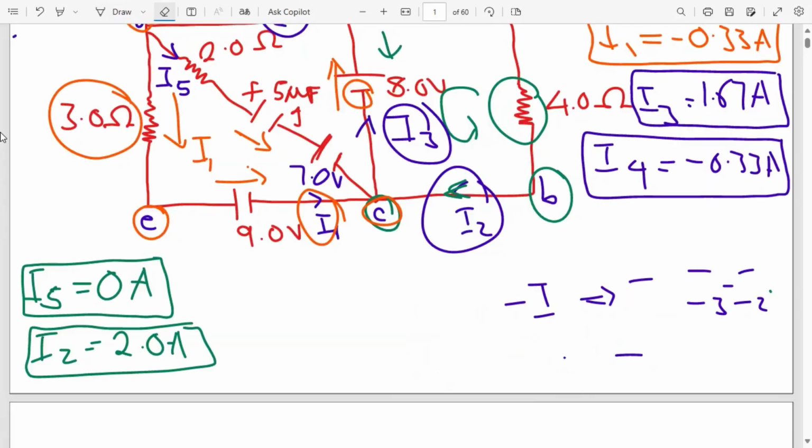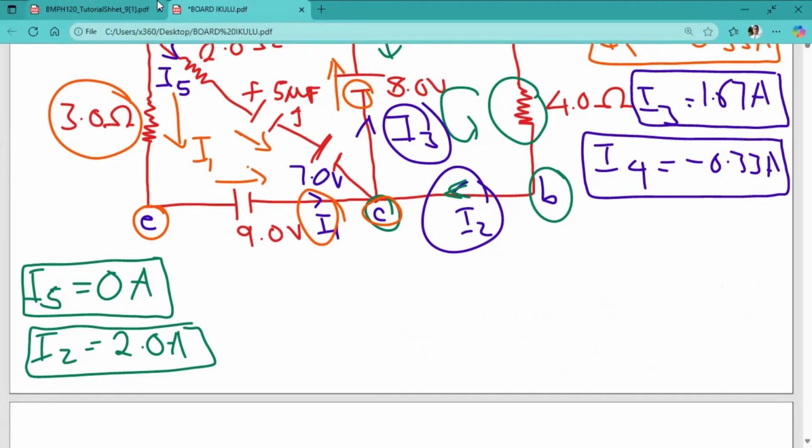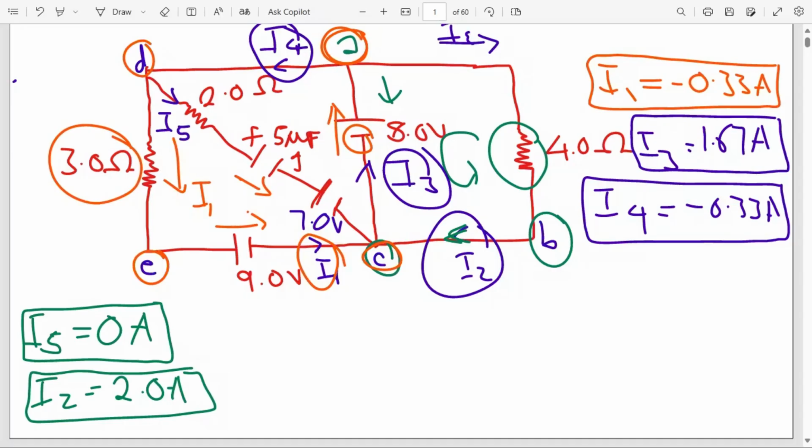We can now move on to the last question, or rather the last part of the question, which is saying we should find the charge on the capacitor. To find this, we'll apply Kirchhoff's loop rule in the loop where we have the capacitor itself. So I've chosen this one.